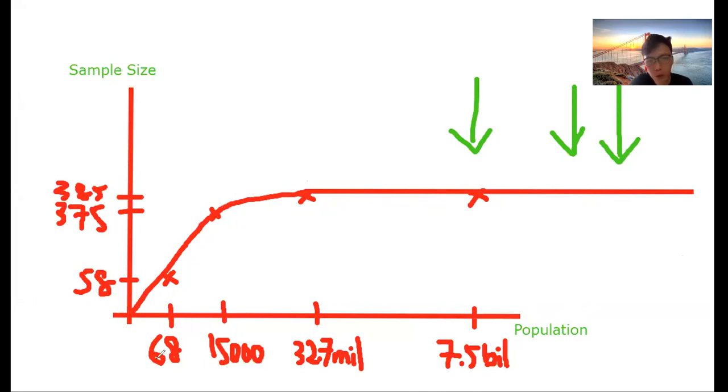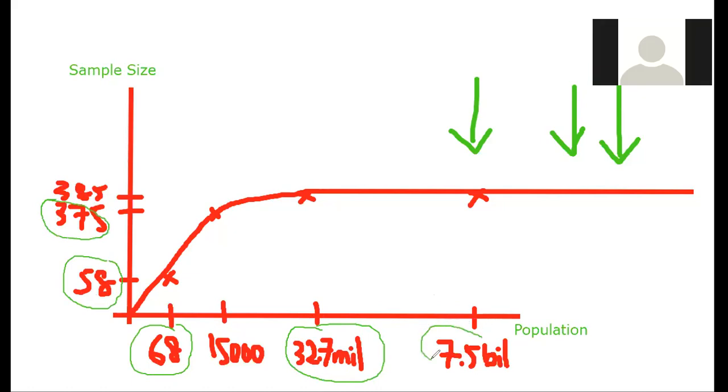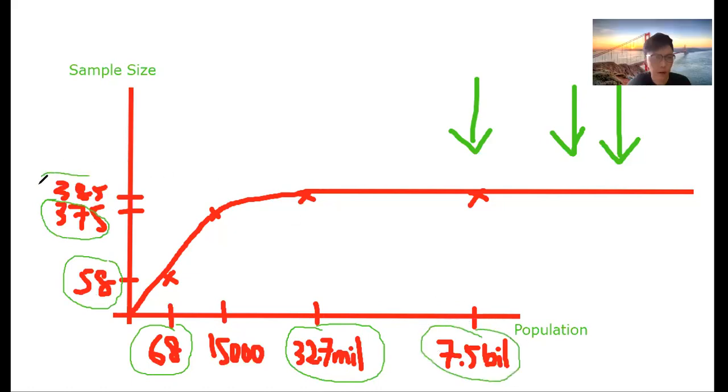Why, when you do a small survey, you need to get 58 of them, almost 100% of them. When you do a big survey, like Banci, you need 375 only. You do the Earth survey, you only need 385 only.